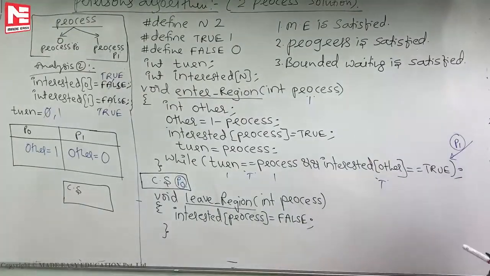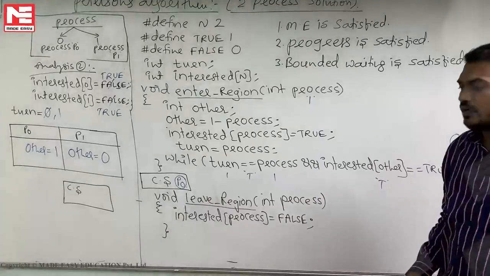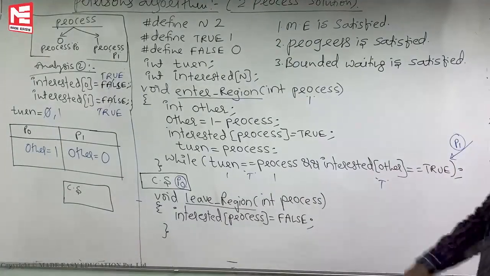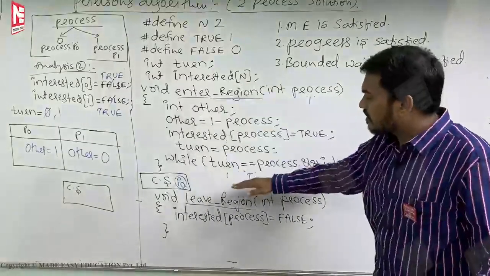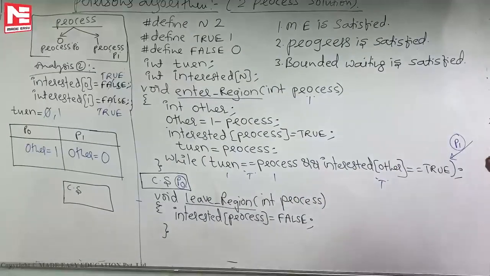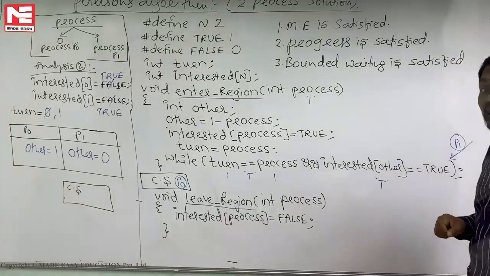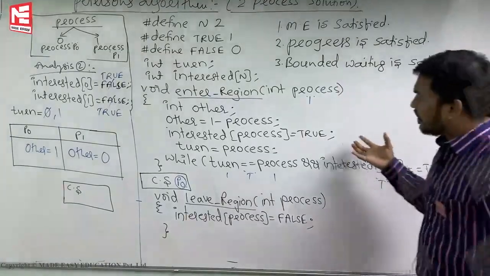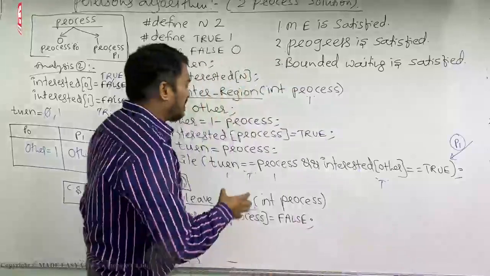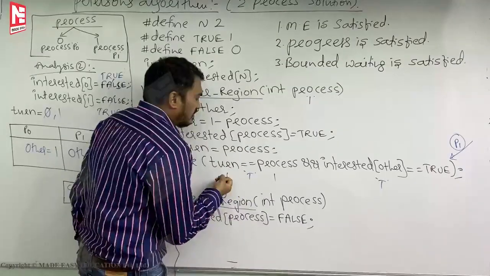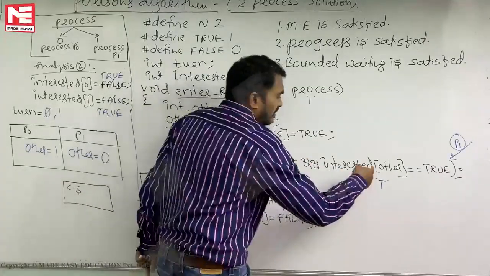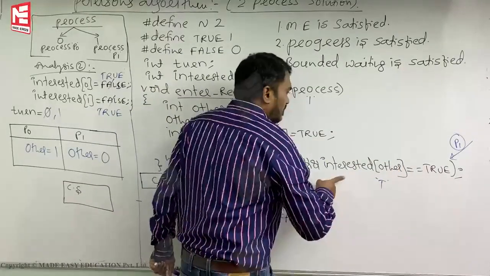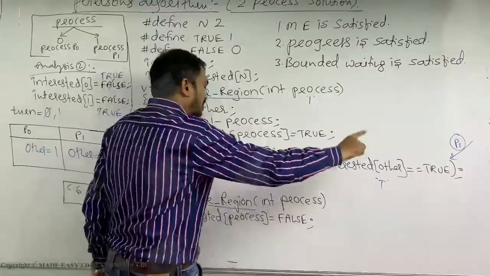Now understand carefully. What did I do? I first simply placed P naught in the CS. After that I checked P1, and P1 stopped here. So what will P1 keep doing? P1 will keep on reading these variables and checking this condition. Turn, process, both are true, again check interest of other equal to true. If it is true, again check the while loop.